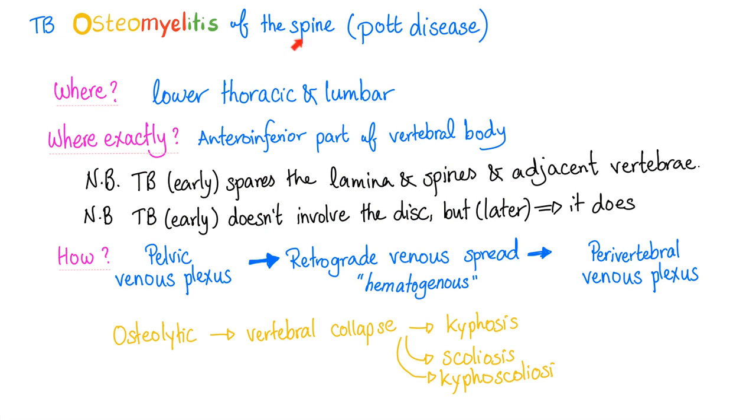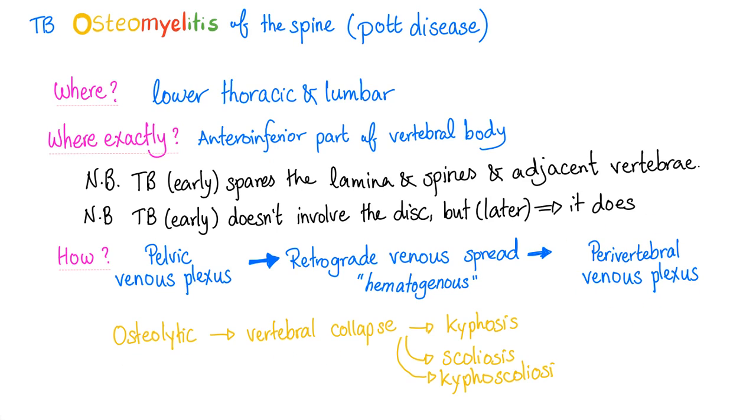Write this down. TB osteomyelitis of the spine, or Pott disease. Where? Lower thoracic and lumbar vertebrae. Where exactly? Antero-inferior part of the vertebral body. Early, it spares the lamina and the spine; it's only the body. But late, it will involve the body and the disc, and then it will go to the pelvic venous plexus, and then retrograde venous spread, that's a hematogenous spread, and it will reach your perivertebral venous plexus. This is how you get Pott disease.